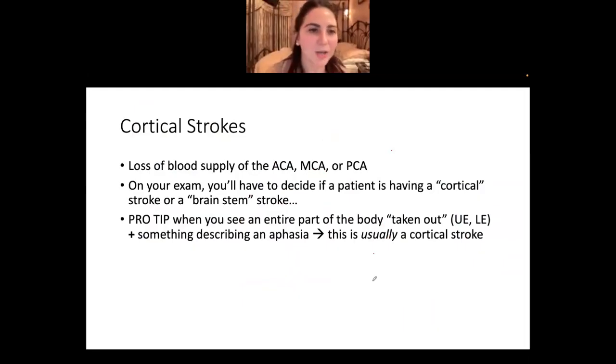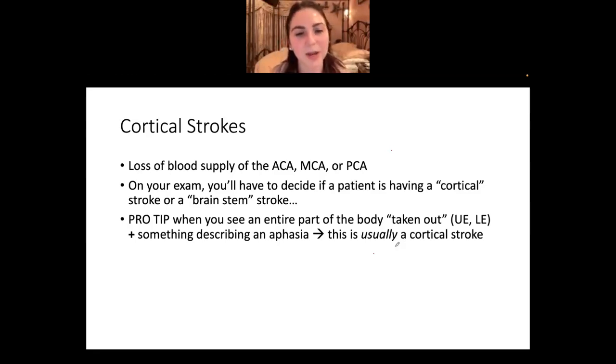So I usually tell people, when you see an entire part of the body being taken out, like the entirety of the upper extremity or the entirety of the lower extremity, plus some sort of aphasia, like Broca's aphasia or Wernicke's aphasia, which I'll talk about very briefly, that's usually a cortical stroke. Like I said, there's some overlap.